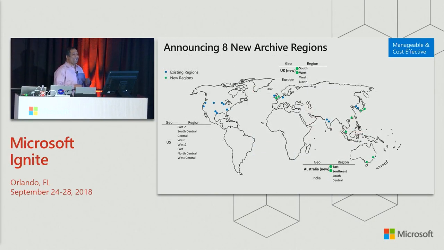We're also announcing 8 new archive regions today. When we went GA in December, in fact, when we talked 1 year ago and started a preview of archive, we said we're going to continue growing aggressively into other regions. So all of the regions with the green dots there in the UK, in Asia, and in Australia are all new.